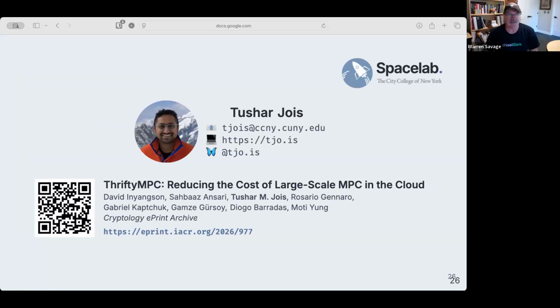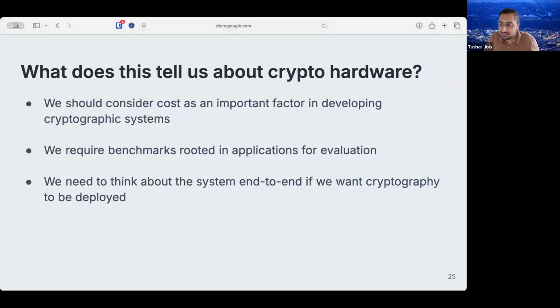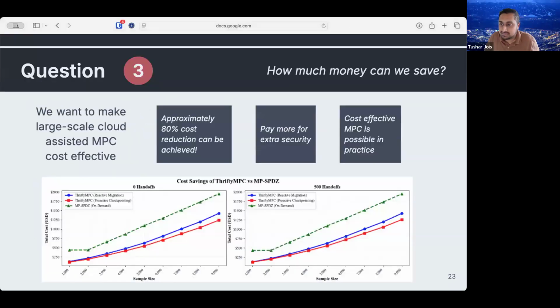Any questions for Tushar? I have one while you guys are thinking about that. Tushar, back on slide 23, those two charts look exactly the same. Could you tell me how they differ?